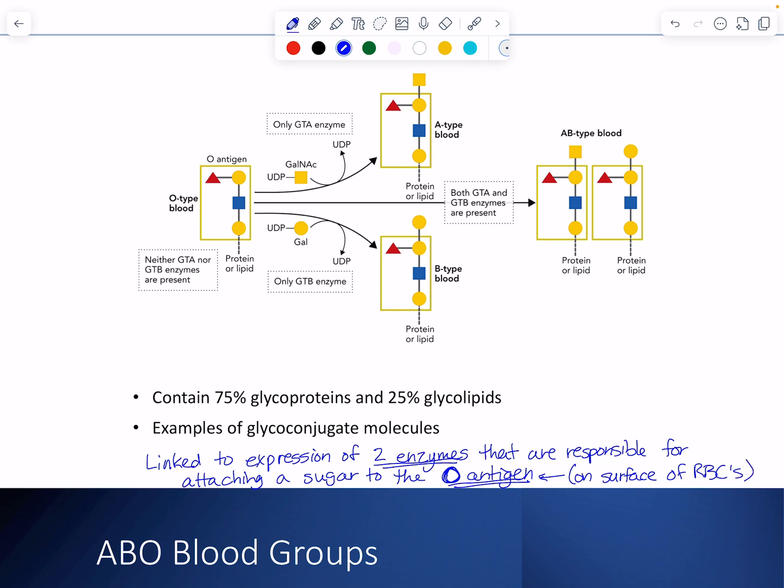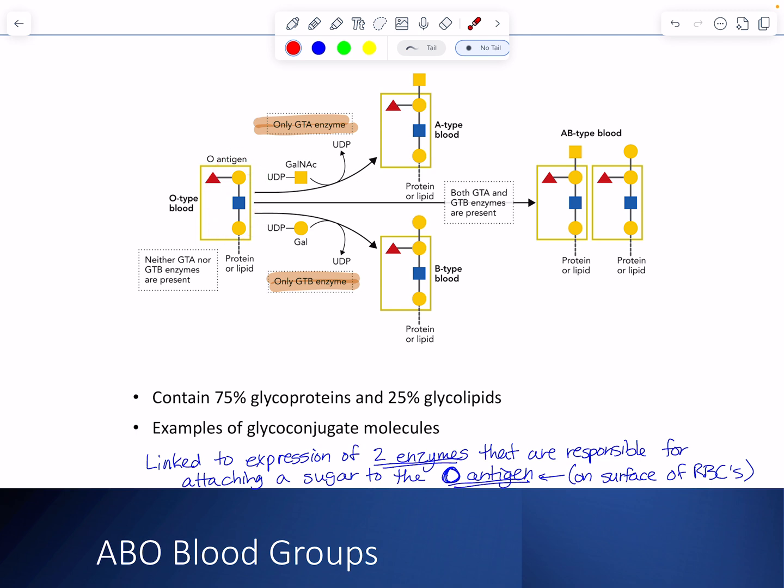Okay, and notice that we're using the symbol nomenclature for our different blood types. So here's the enzymes: the GTA enzyme, the GTB enzyme. And so you can either have none of the enzymes present. That's the case when you have O blood, right? So this is the basic core that everyone's blood cells have on their surface. So nobody is going to have an immune system that reacts to that.